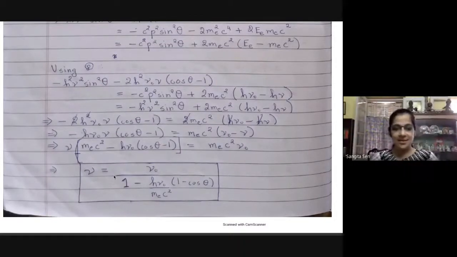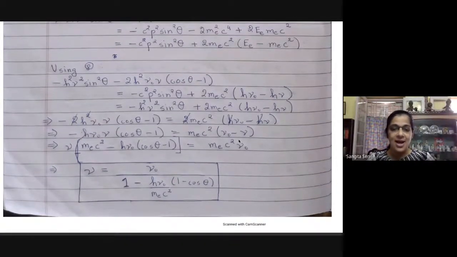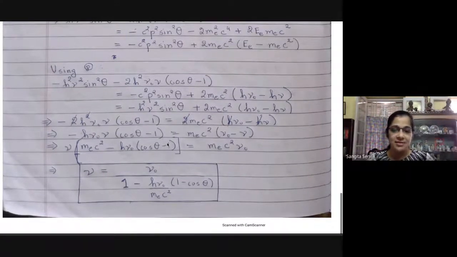So nu is the frequency of the scattered X-ray, and nu zero is the original X-ray. The interesting thing to note is that it only depends on theta. It does not depend on phi, and it also does not depend on the energy of the scattered electron.